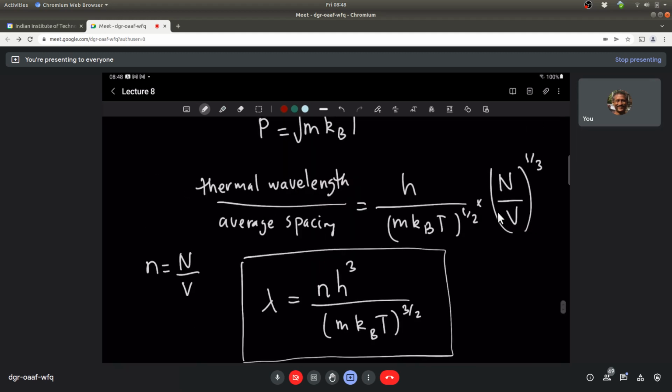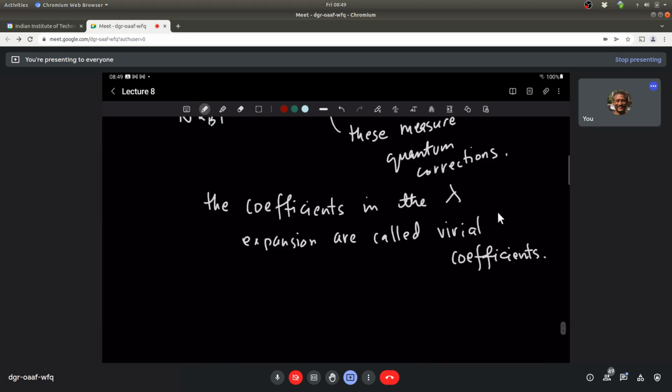Yeah. I mean, when we have thermal wavelength comparable to the average spacing, then the particle waves of two particles can interact with each other, and then we can't take them as individual particles. Yeah, this is a beautiful picture. Yes. Absolutely. And then we need to take the quantum effects into consideration. Absolutely. Okay.